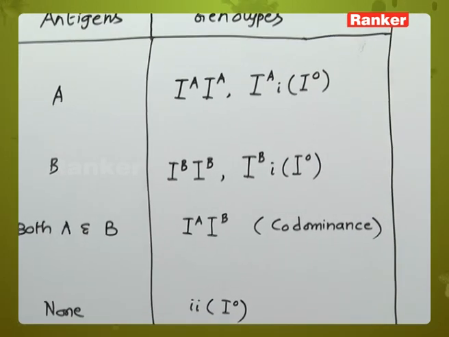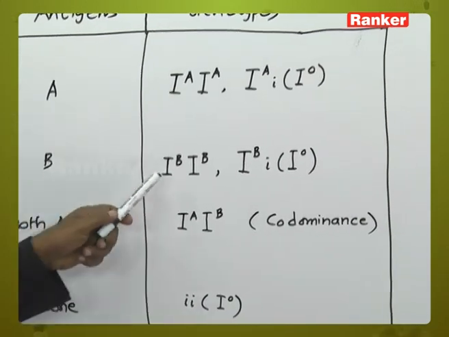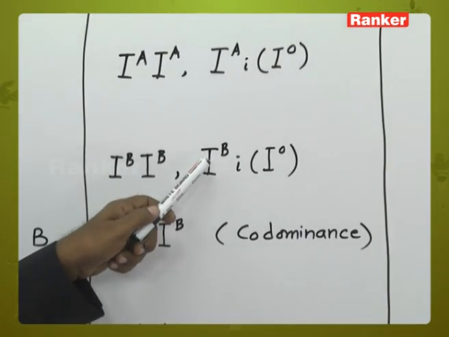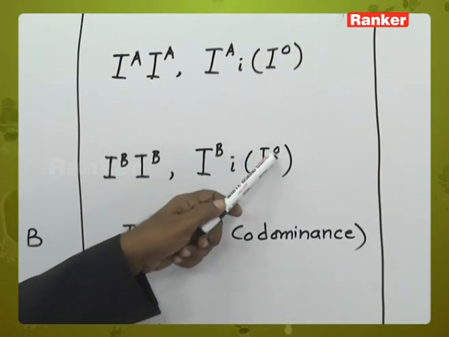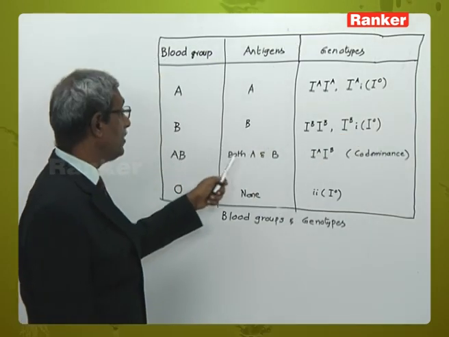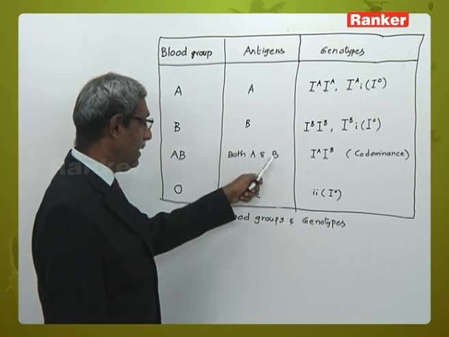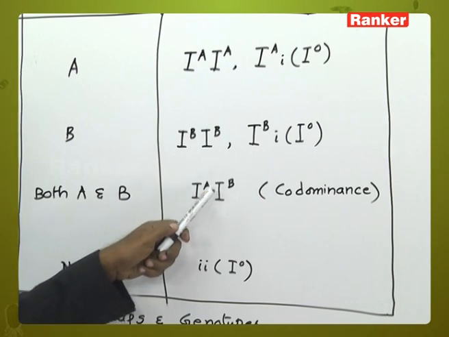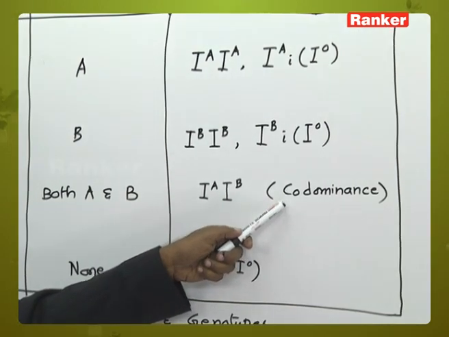Similarly, blood group B has the genotypes IB IB, as well as IB i, or capital IB and also IO. Same is the case with AB. In the case of AB, both the antigens A and B are expressed. So the genotype is determined by IA as well as IB. This is termed codominance.